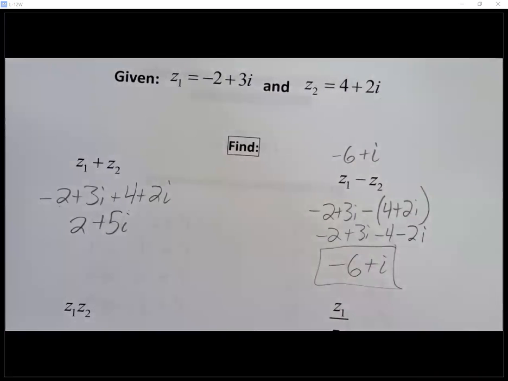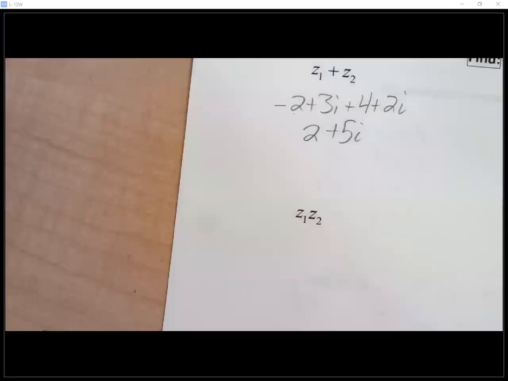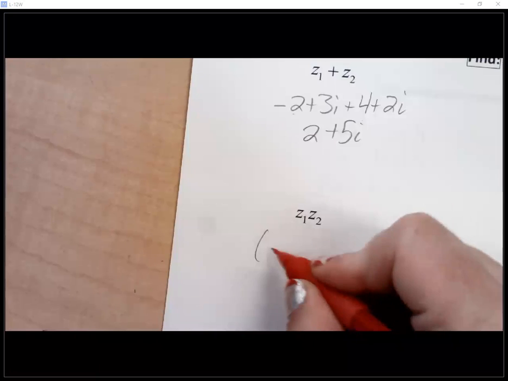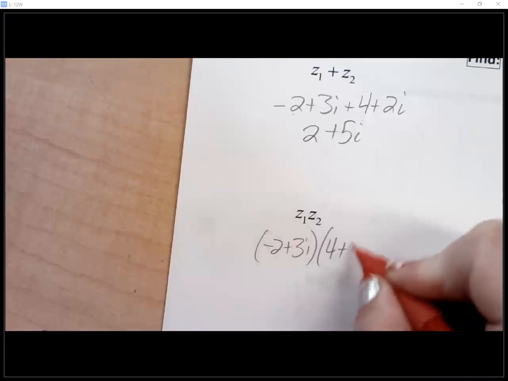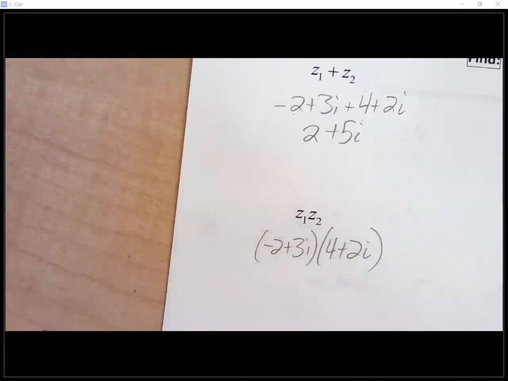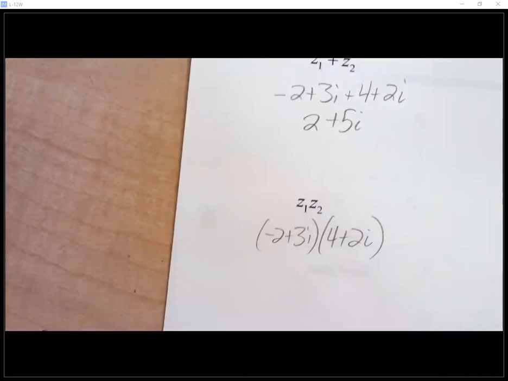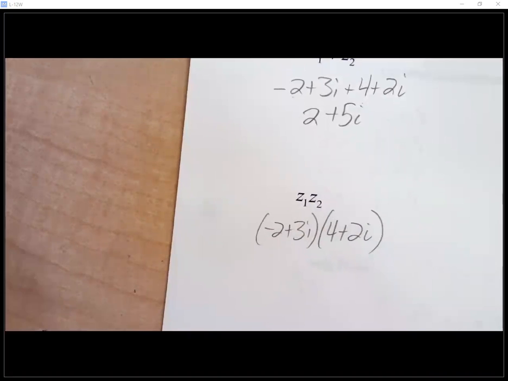Okay, let's multiply. Again, these are two-parters. You're going to have to FOIL that out. In the last unit, everything that we did, the middles canceled out. They're not going to cancel out necessarily here, because these are not complex conjugates of each other. So take a moment.